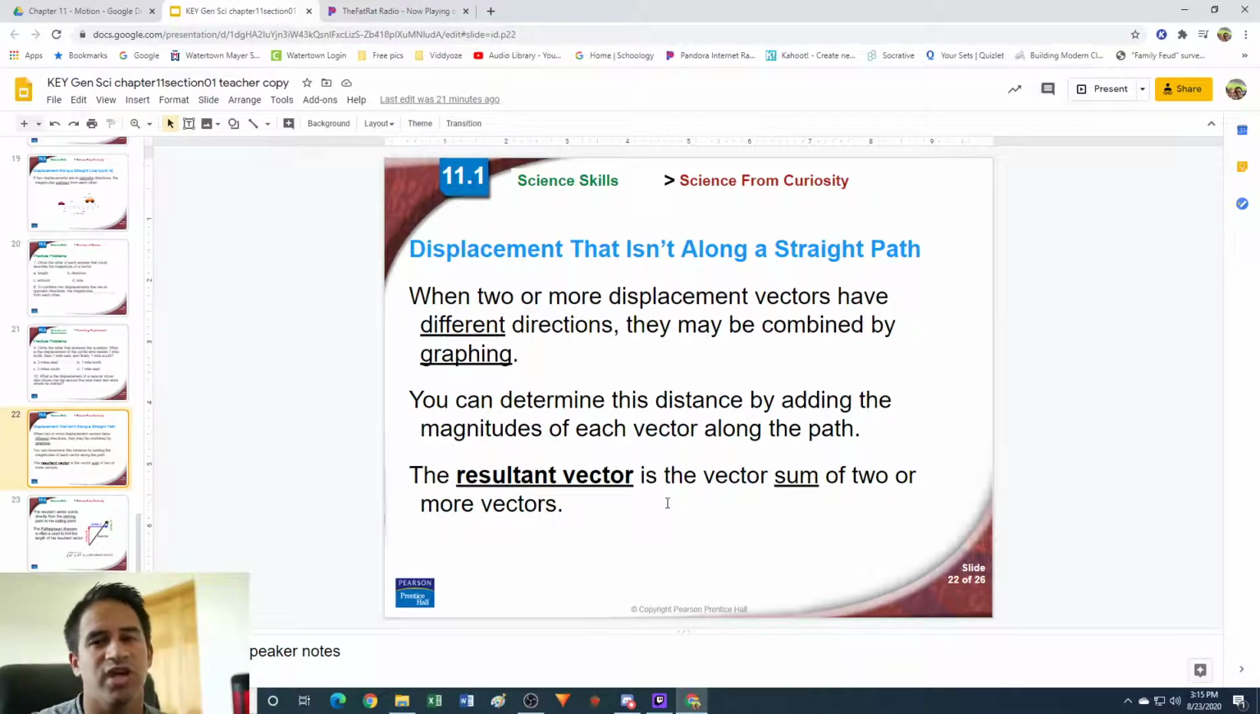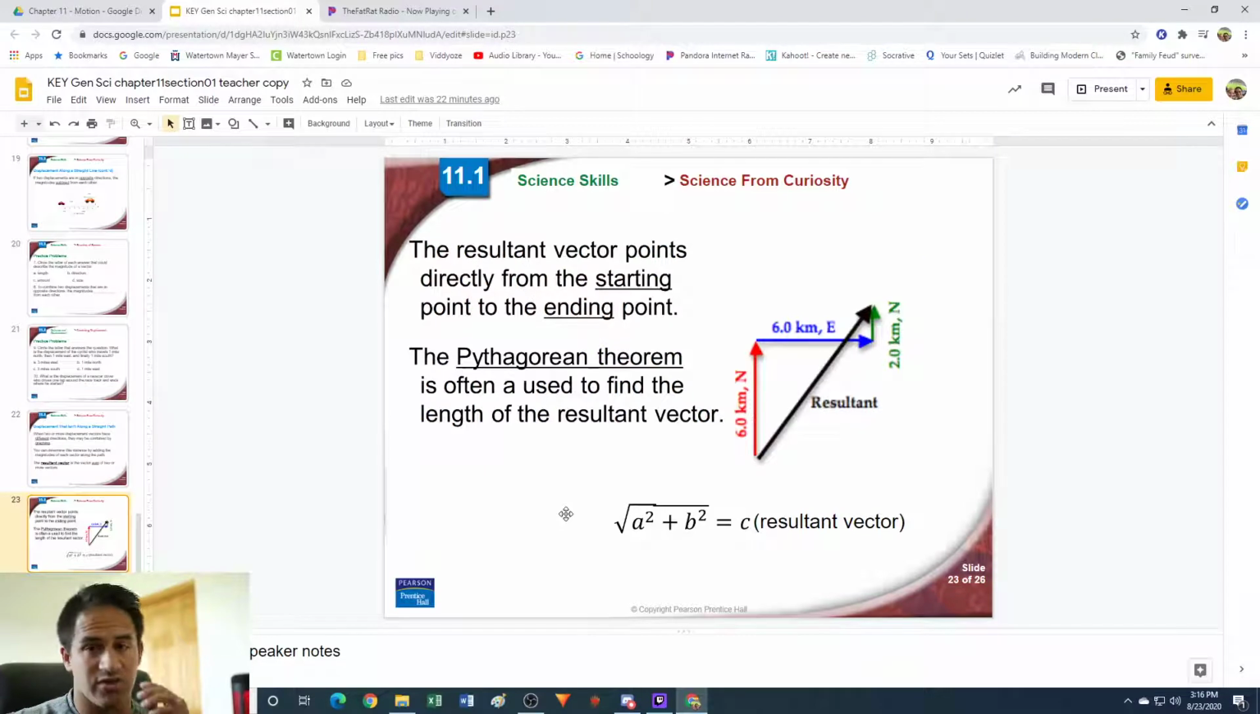When we have two vectors or displacements that are at right angles to each other, we can still get a resultant vector or a total displacement by adding them together, but rather than adding them straight up, like 2 plus 2, we have to use the Pythagorean theorem. So what we're going to do is find any vectors that are in the same direction, not necessarily equal in size, but in the same direction, and add them together. Any that are in opposite directions, we're going to subtract from each other.